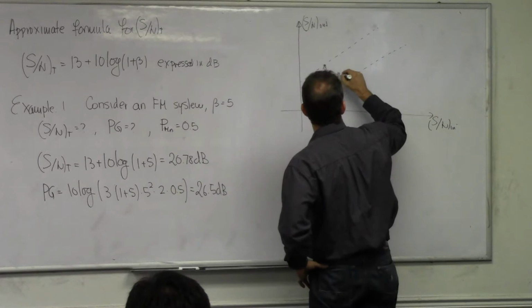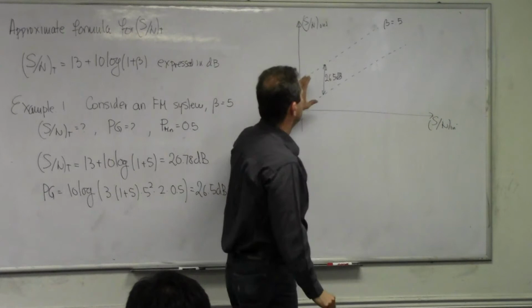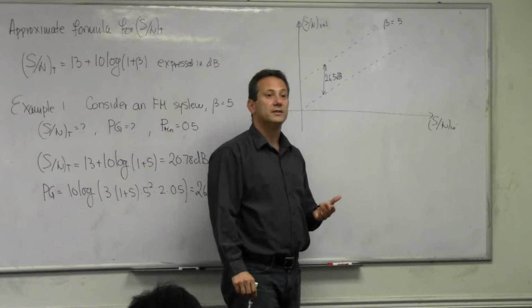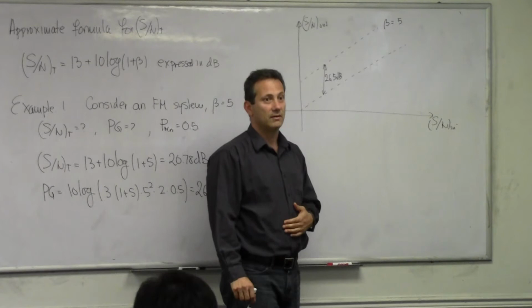So it's beautiful, right? You get these performance improvements that are very, very large. This is close to 27. 27 dB is what? 500 times. So you're improving your signal-to-noise ratio 500 times. But the picture is not as good as this claims.